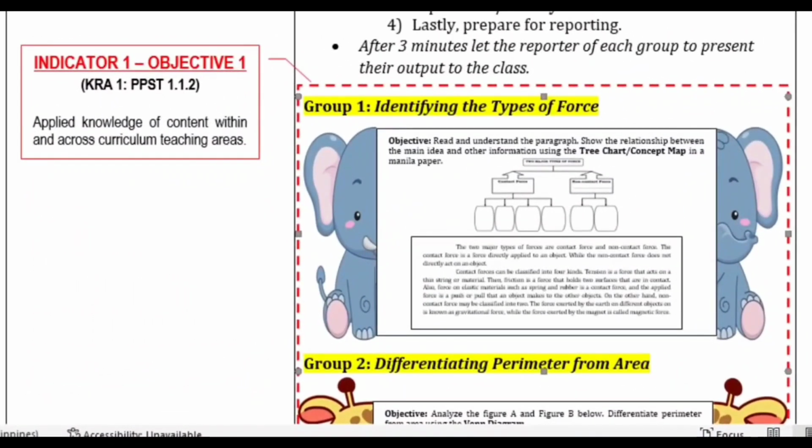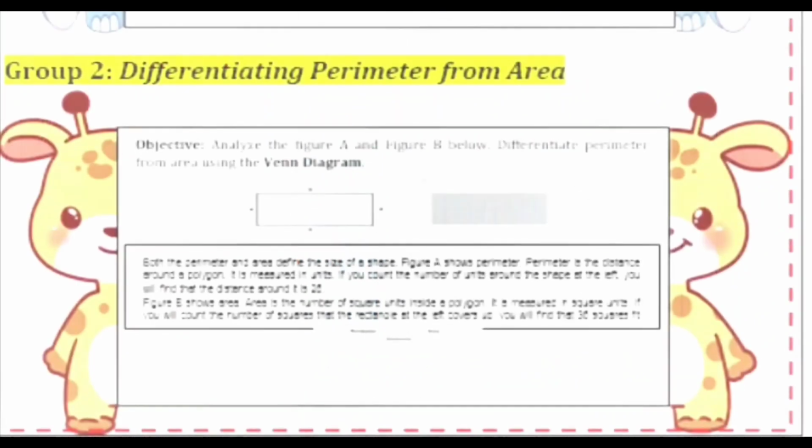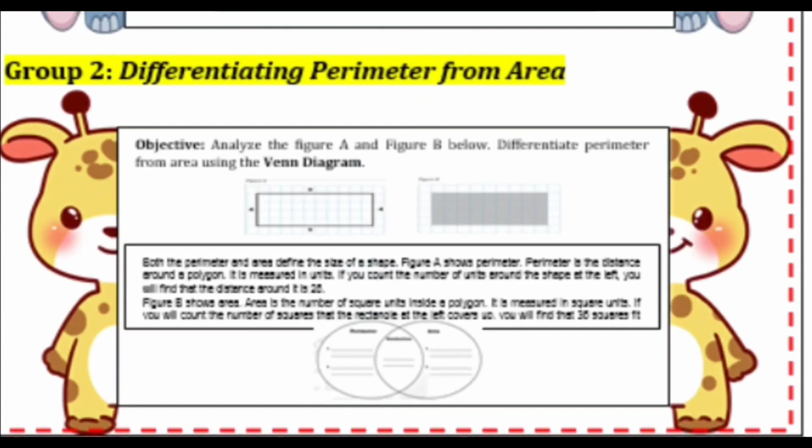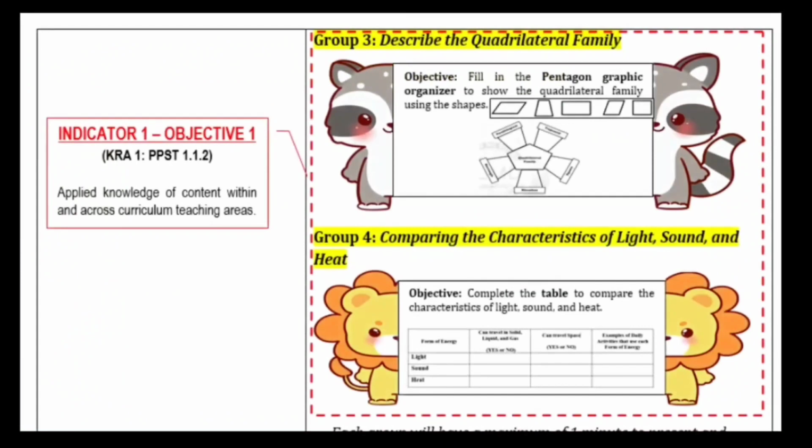In this part of my lesson on discussing the new concepts, I integrate science lesson for group 1 and their task is to show relationship of the types of force using the concept map. For group 2, I use the paragraph about the difference between perimeter and area. So the learners will use the Venn diagram to show the similarities and the differences between the two. I also integrated the lesson in Math 4 for Group 3 task, wherein they have to show the quadrilateral family using the pentagon graphic organizer.